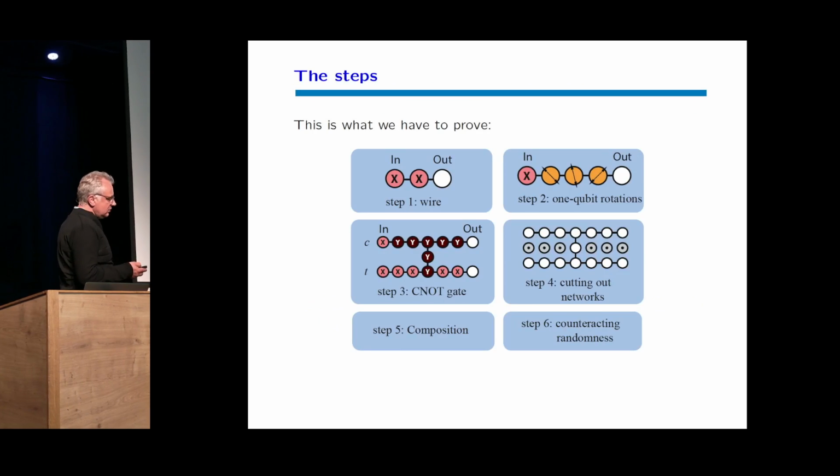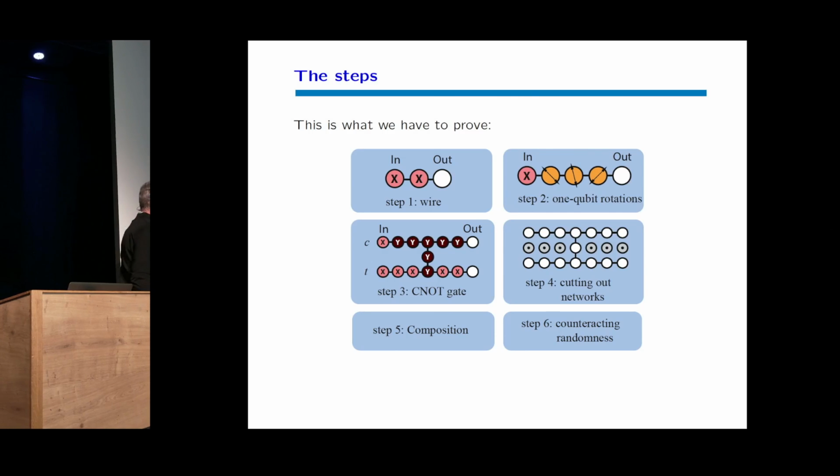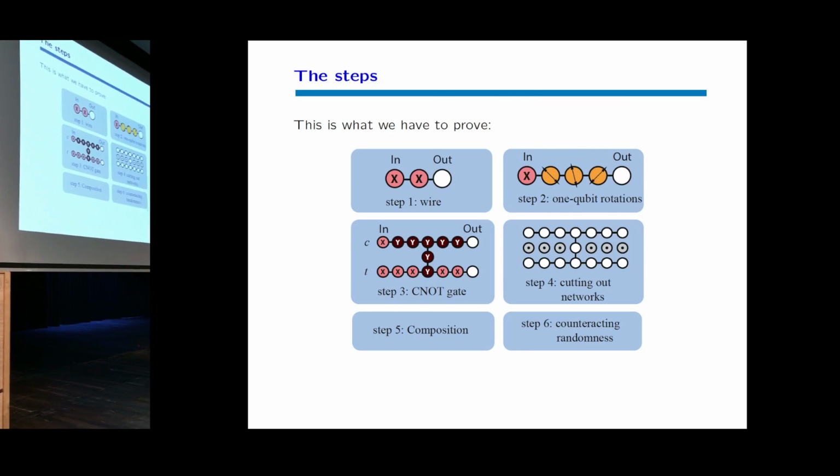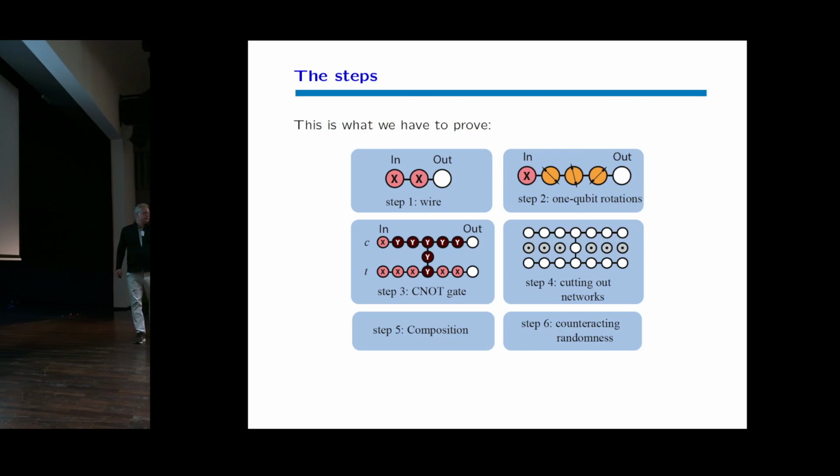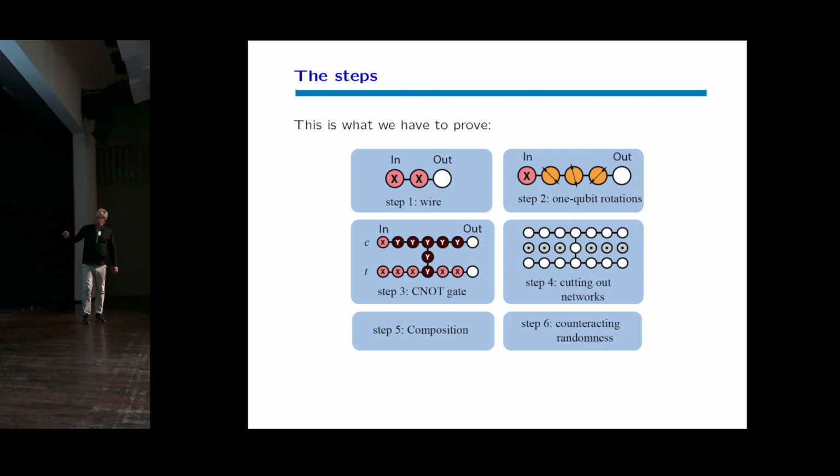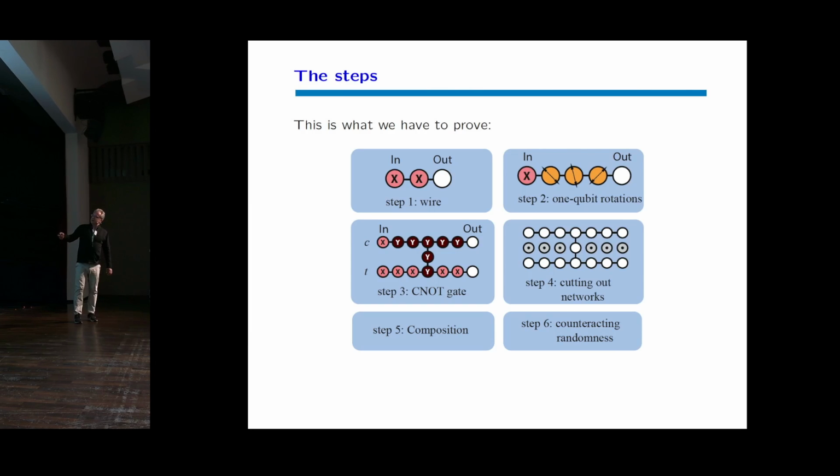Okay, so in total, you would have to do 6 things. You have to show that you get a universal set of gates. Maybe you start with the simplest. You want to show that you can at least do the identity. And once you have shown that, then you extend it to rotations and to entangling gates. So that would be the parts.